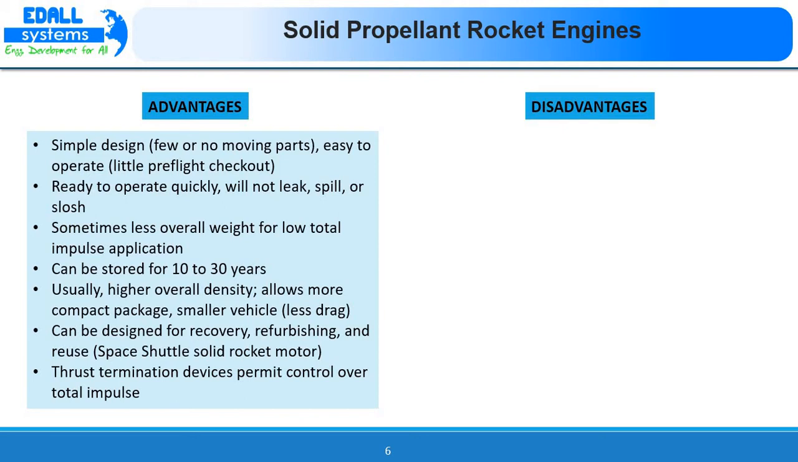It can be stored for around 10 to 30 years, and usually high overall density allows a more compact package and smaller vehicle design, which will give us less drag, and it can be designed for recovery, refurbishing, and reuse. So some space shuttle solid rocket motors are used for recovery, refurbishing, and reuse also. The thrust termination devices permit control over total impulse. So if we want to control the total impulse, there are certain thrust termination devices which will allow us to do so.